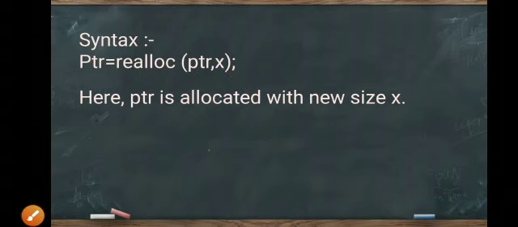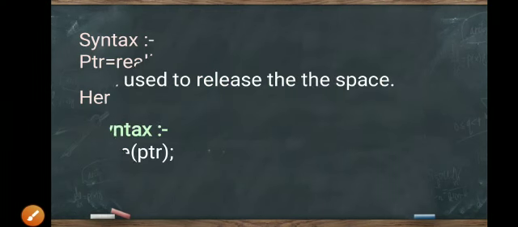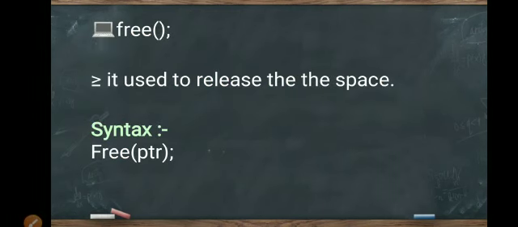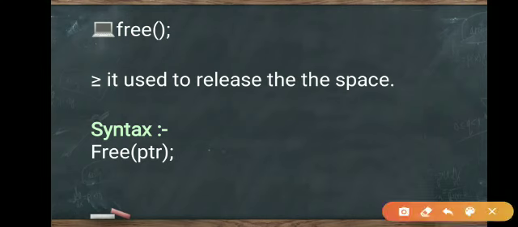So to remove this previous value, we use the function free. It is used to release the space. Its syntax is very simple, that is free(pointer). This is the pointer where we have to release the memory.